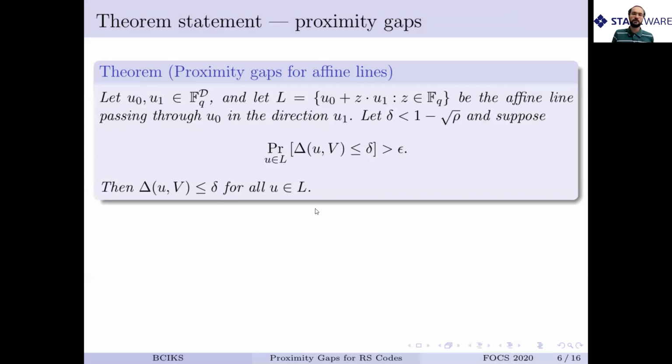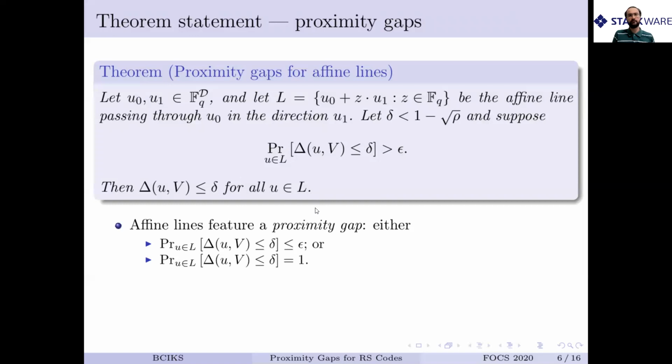So there is a dichotomy here, which we call a proximity gap, the affine lines proximity gap, which means either that the probability of the distance being at most delta is at most epsilon, or if this probability is greater than epsilon, then it is equal to 1. So either all elements of the set are at distance at most delta from the code, or only very few of them can be at this distance, and almost all of them will be delta far from the code.